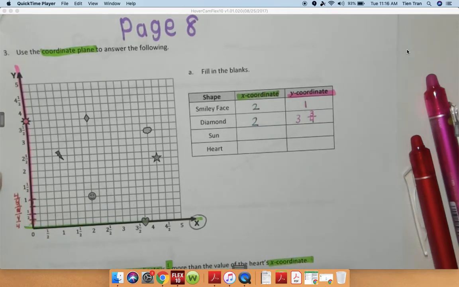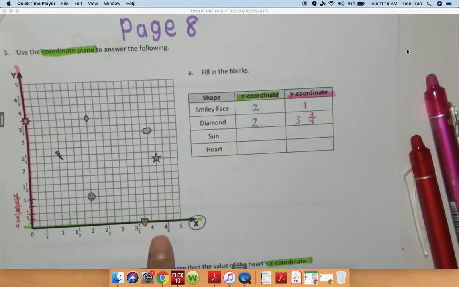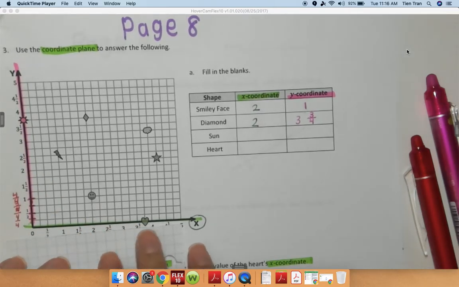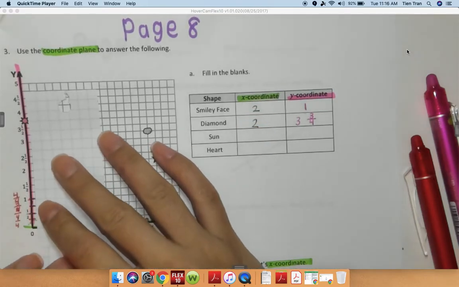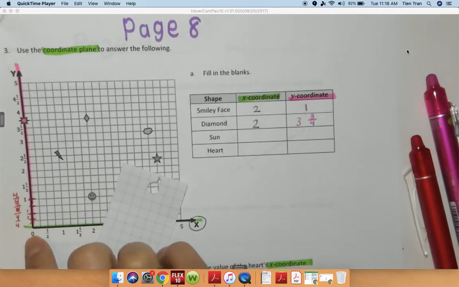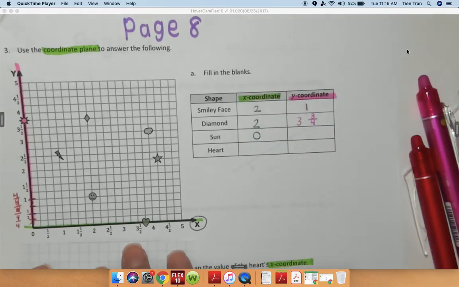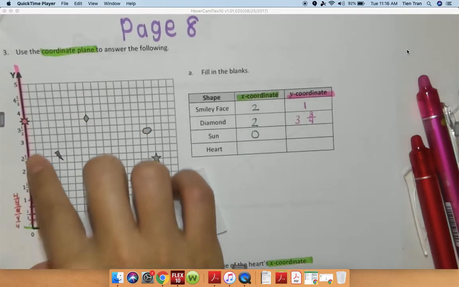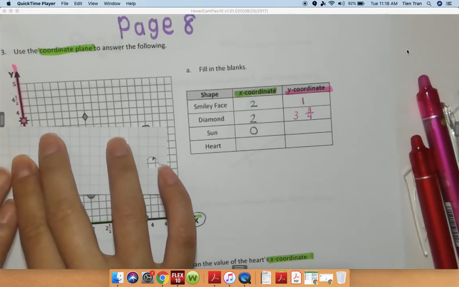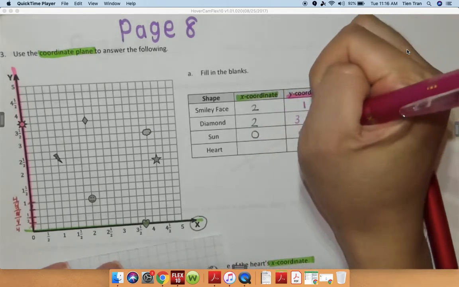Now I'm going to locate the sun. I see it right here. It was on the line. So they're asking me, what is the x-coordinate in green? It's actually right at 0. If you see right there on the bottom, the line is right at 0. So I'm going to write 0 for my x-coordinate, and then my y-coordinate. Where is it on the y-coordinate, the pink line? If I were to go all the way up, it stops at the same place. It stops at 3 and 3/4. So I'm going to write again, 3 and 3/4.